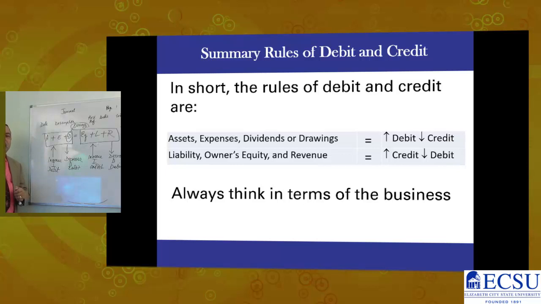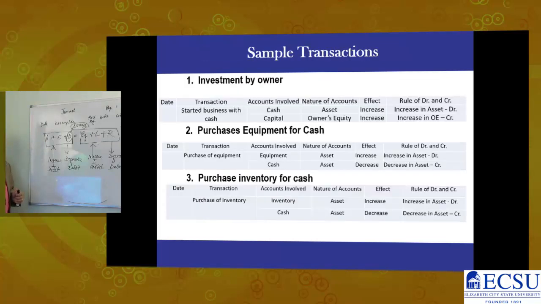Now you can see the summary in short. Expenses, assets, dividends or drawings will be debited if they increase and credited if they decrease. And the opposite happens for liabilities, owner's equity or revenue: an increase will be a credit, and a decrease will be a debit. Whenever you are implementing this rule of debit and credit, you should always think in terms of the business. For the business, is the asset increasing or decreasing? That's how we'll be implementing the rule of debit and credit.